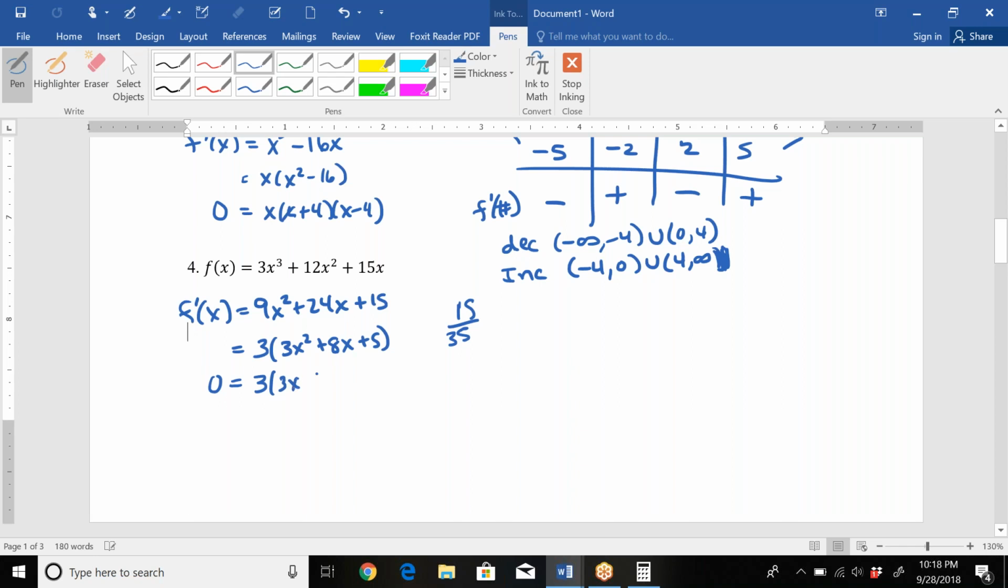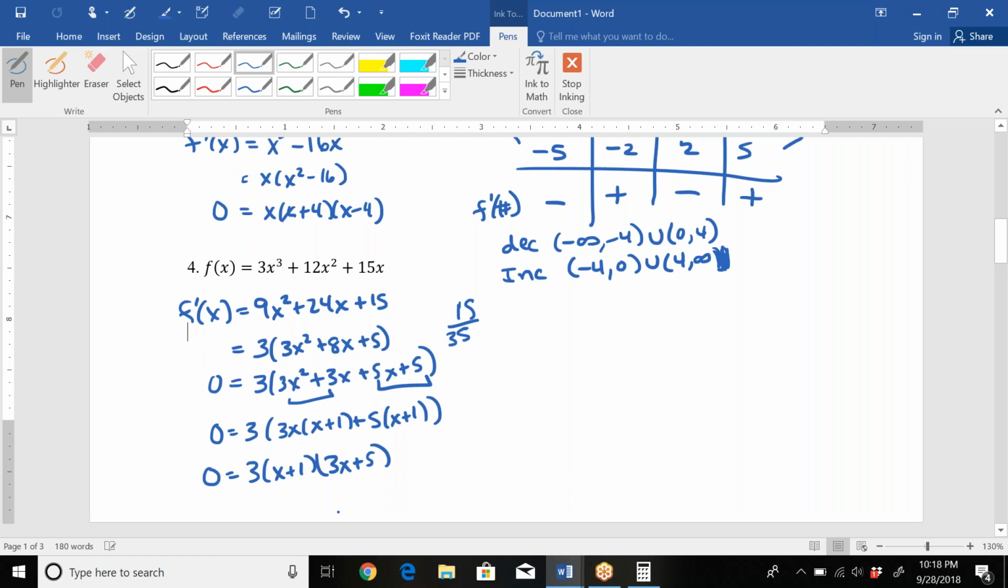So factor by grouping would make this 3x squared plus 3x plus 5x plus 5. We're going to factor those by grouping. And that gives me a 3x and an x plus 1 plus a 5 and an x plus 1. So my factors are 3 times x plus 1 times 3x plus 5, which makes my critical numbers -1 and -5/3. Put those on the number line. -5/3 is actually smaller than -1.